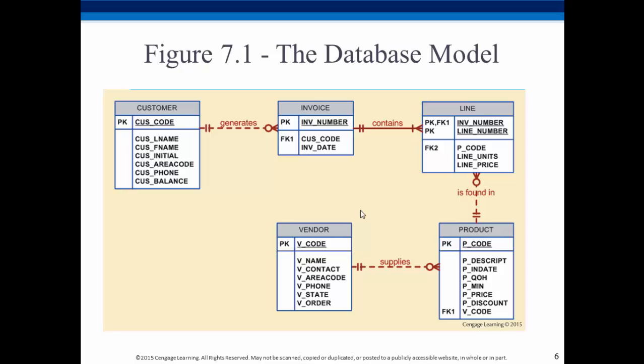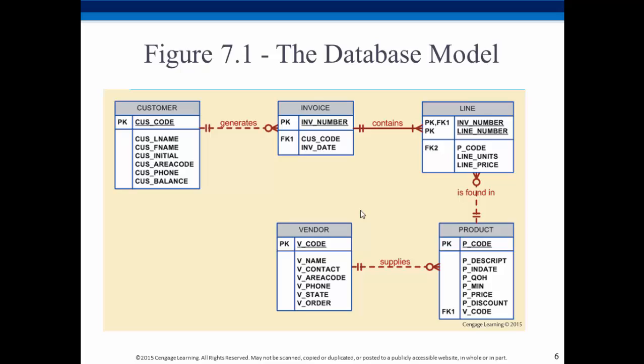Alright, so this figure is a database model which reflects the following business rules. A customer may generate many invoices. Each invoice is generated by one customer. An invoice contains one or more invoice lines. Each invoice line is associated with one invoice. Each invoice line references one product. A product may be found in many invoice lines. You can sell more than one hammer to more than one customer.